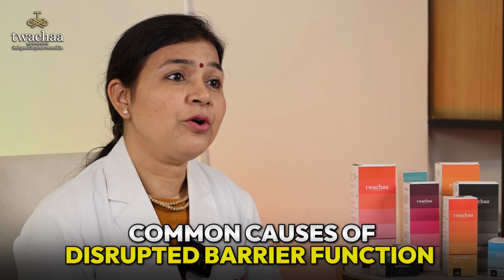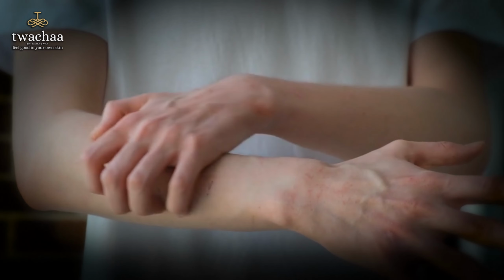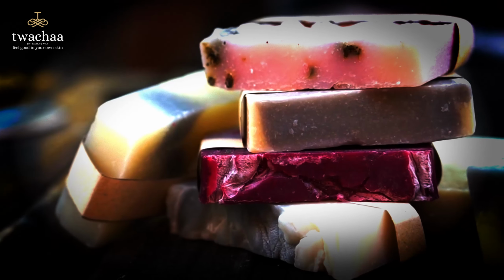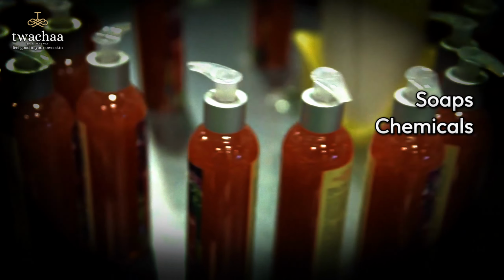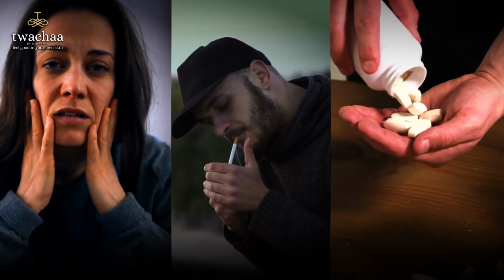Now, what are the common causes of disrupted barrier function? We can say anything which irritates the skin, like harsh soaps, chemicals, body washes, medicated soaps, over-medicated soaps. When you wash your hands, they even deprive of the normal commensal bacteria on the skin. Then sometimes stress, smoking, certain medications like steroids. Sometimes you have family history.